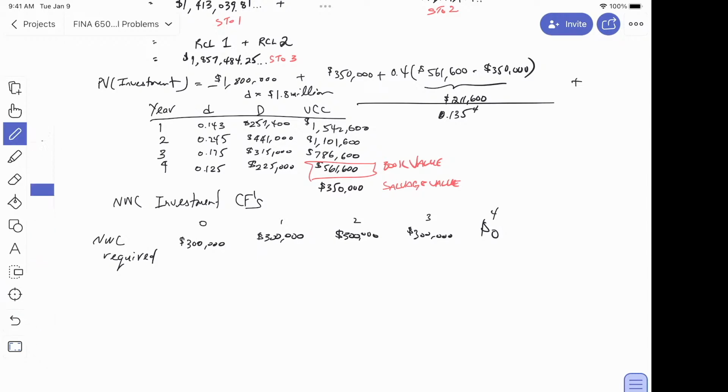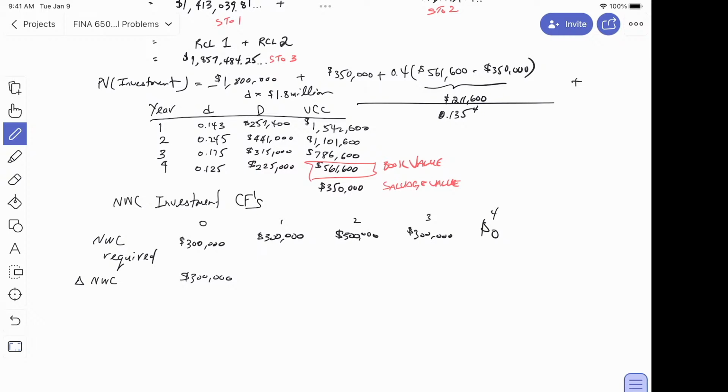So let's make the table for incremental. Change in net working capital in the 1st year is 300,000. The idea is that if we deplete our inventory before the end of the 1st year, then we have to replenish it. We have to keep it at 300,000 by the end of the year, each year.